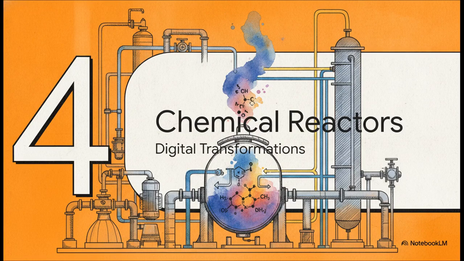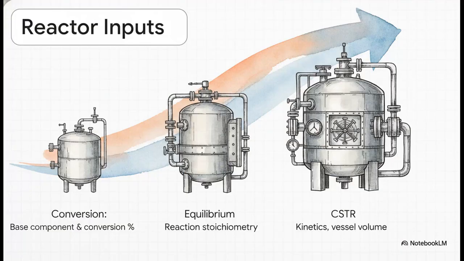And finally, Part 4, Simulating Chemical Reactors, Digital Transformations. So, HYSYS offers a few different ways to model a reaction, and the software actually scales its data requirements based on the complexity of the reactor type you end up choosing. If you go with a conversion reactor, well, you just need a base component and a known conversion percentage. Pretty simple. But if you step up to an equilibrium reactor, you have to precisely define the reaction stoichiometry.